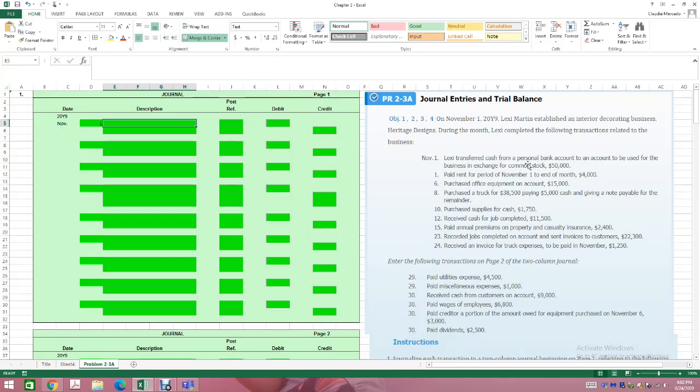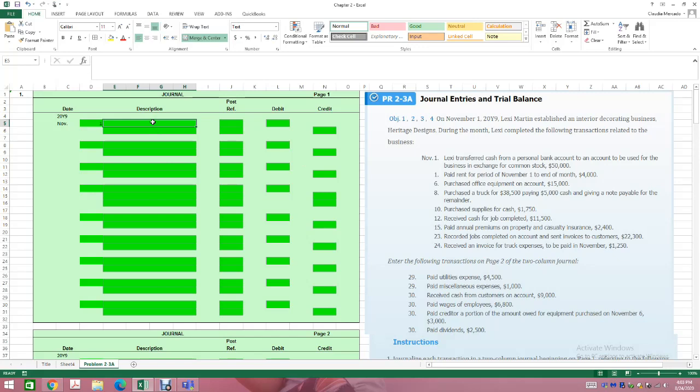So what did she do? She gave $50,000 to the business. What did the business do? The business gave her $50,000 of common stock. Okay, so now she has ownership rights of the business. So now we have to record that transaction. What happened? Well, we need to identify what happened to the business. Well, the business received $50,000 of cash from Lexi. Okay, so now we have $50,000 in the bank.